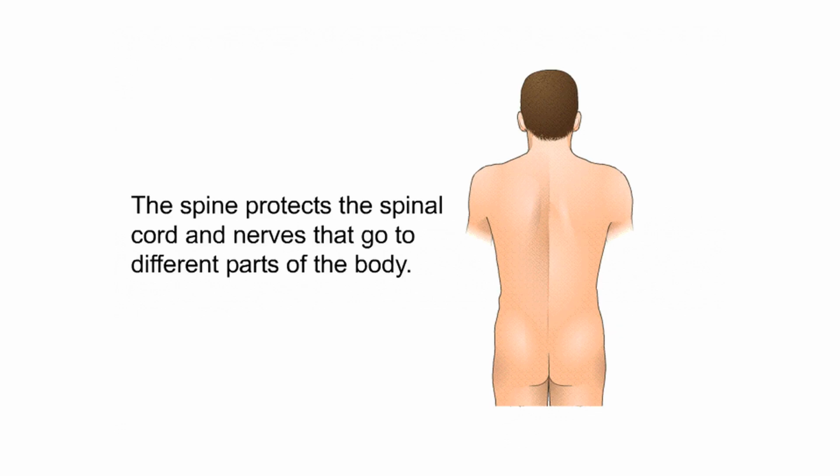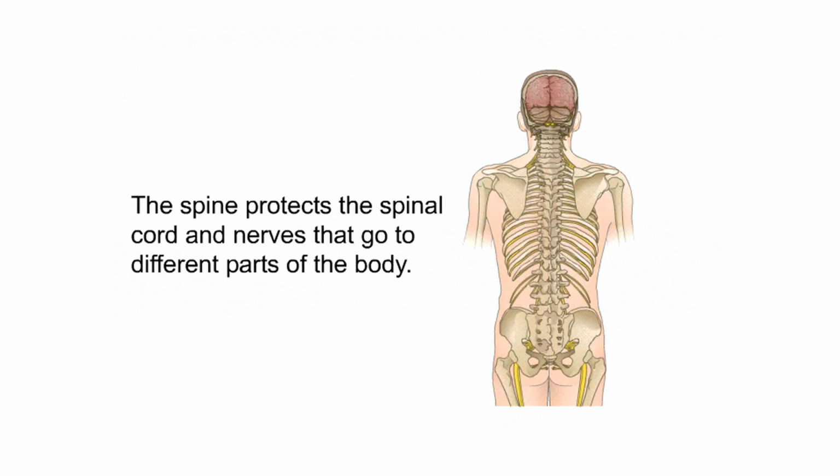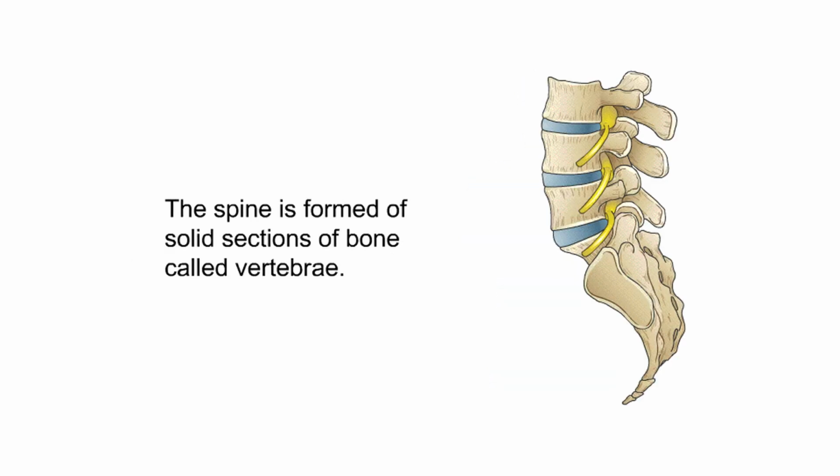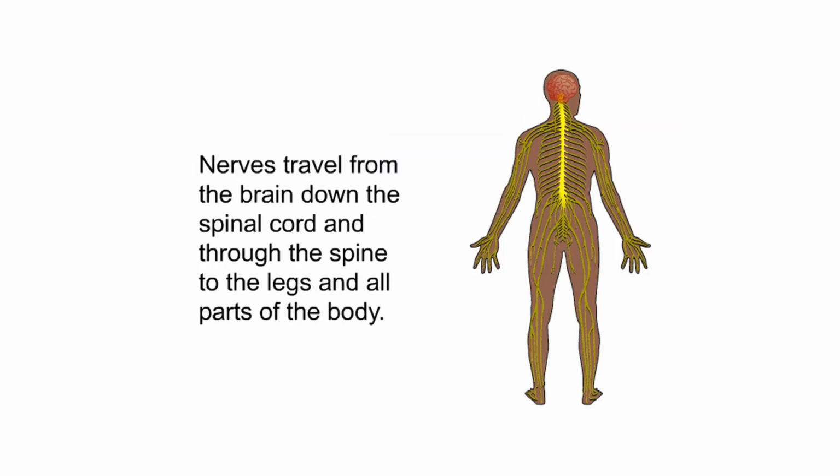Anatomy. The spine protects the spinal cord and nerves that go to different parts of the body. The spine is formed of solid sections of bone called vertebrae. Nerves travel from the brain down the spinal cord and through the spine to the legs and all parts of the body.